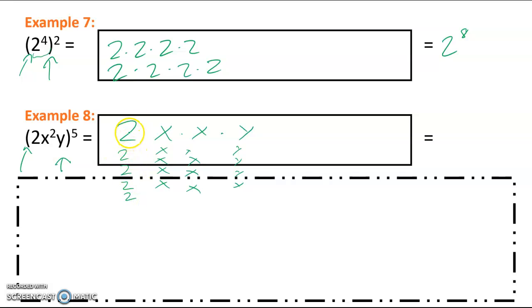Now if we look, 2 times 2 times 2 times 2 times 2, that gets us 2 to the 5th power. And if we count up all of our x's, we get x to the 10th power. And if we count up all of our y's, we get y to the 5th power. And then we could simplify 2 to the 5th as just 32.